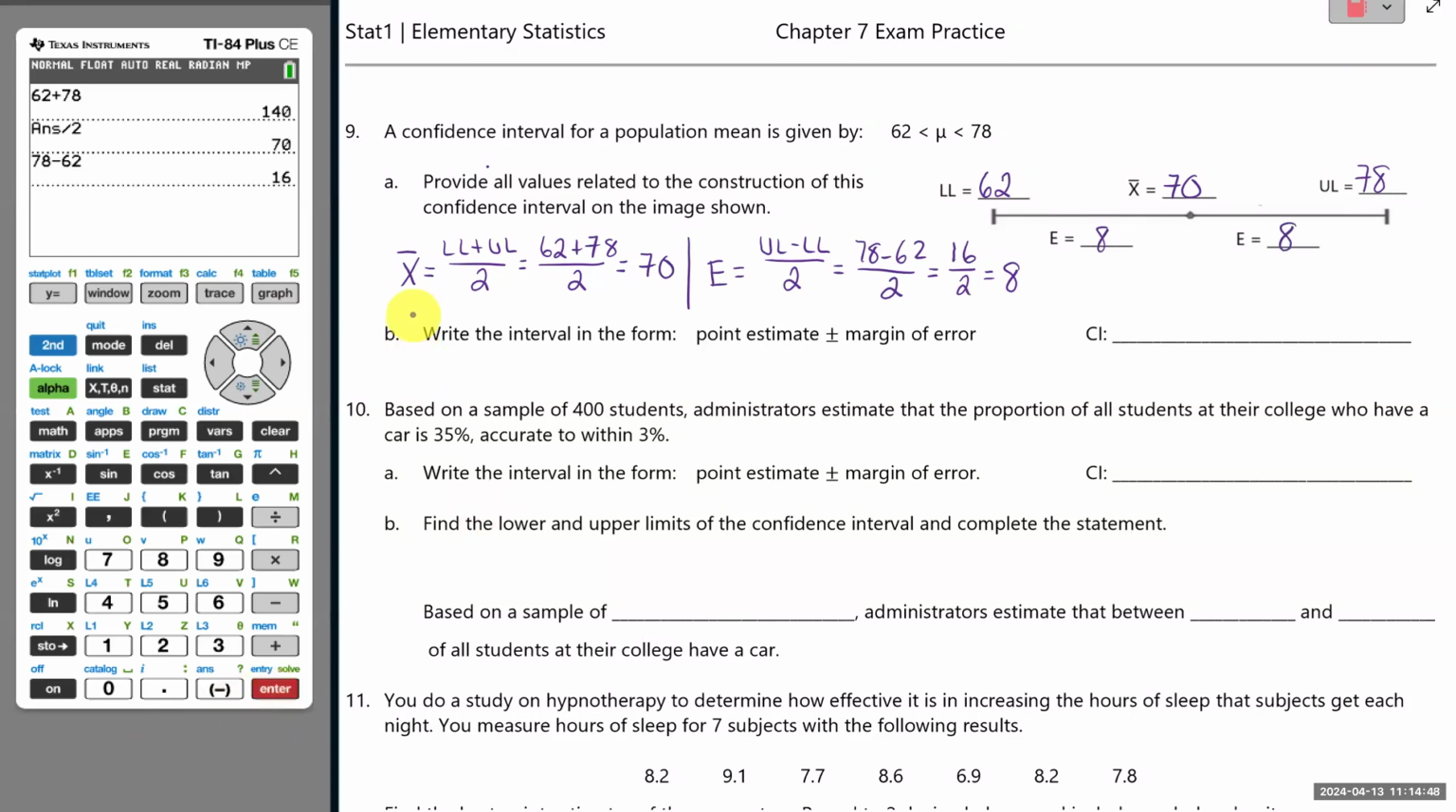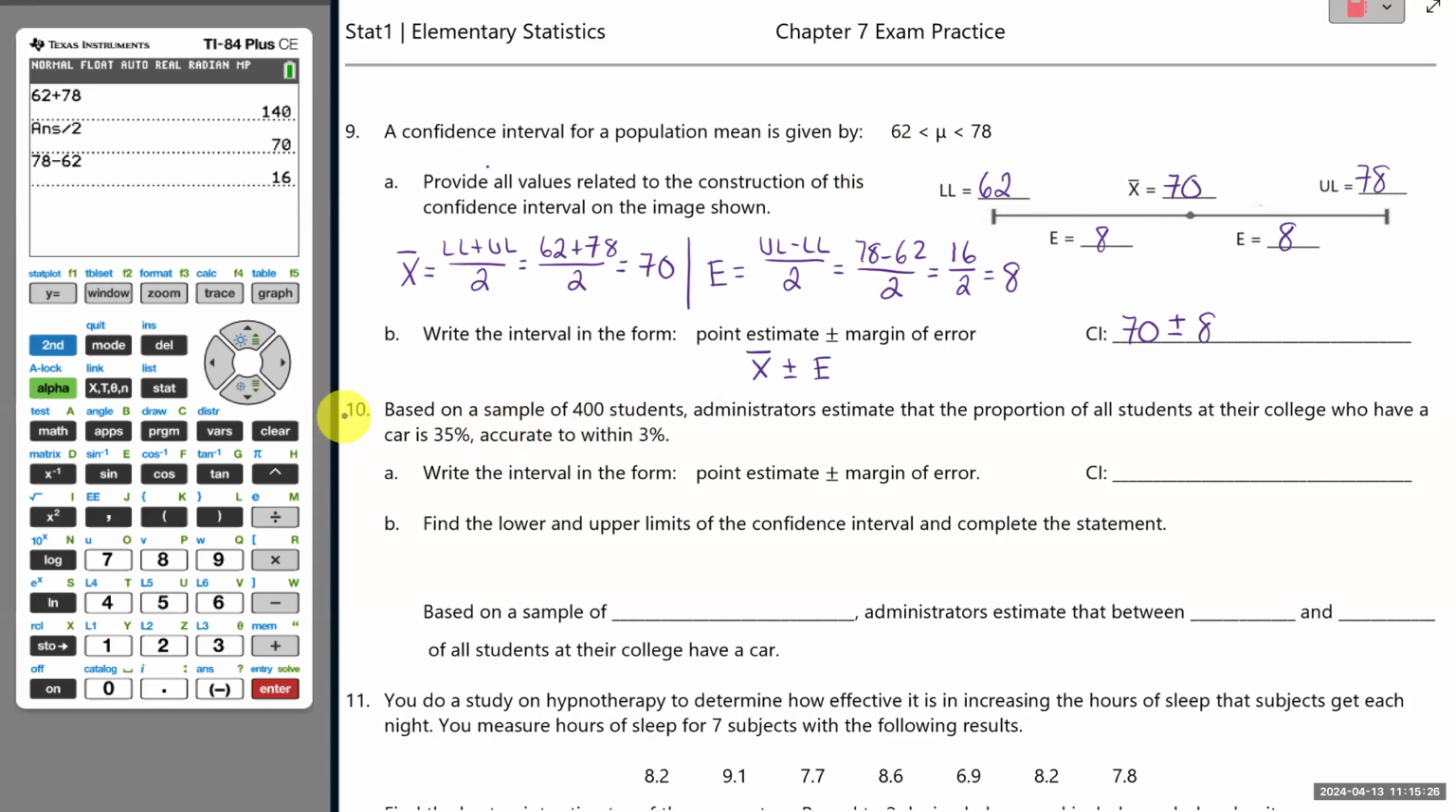All right, so our second form of the interval. We could say that mu, the population mean, we estimate to be the point estimate, which in this case is the sample mean, plus or minus the margin of error. So in our case, we're estimating mu to be 70 plus or minus, sorry, that looks a little weird. Let me try that one more time. So 70 plus or minus 8 would be the equivalent.